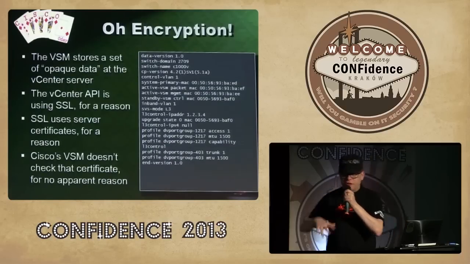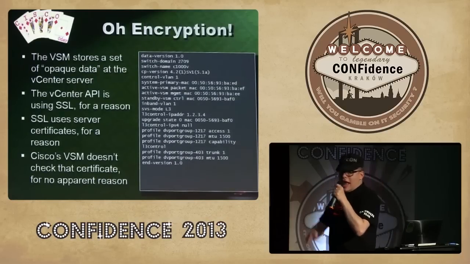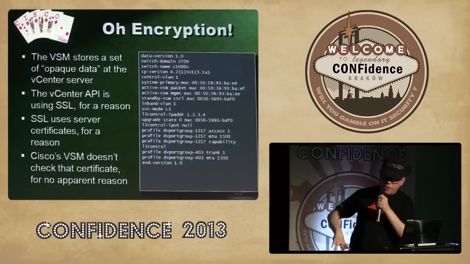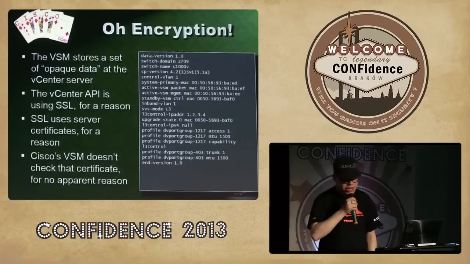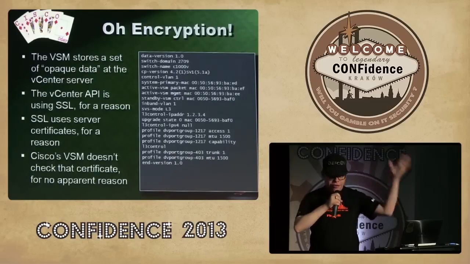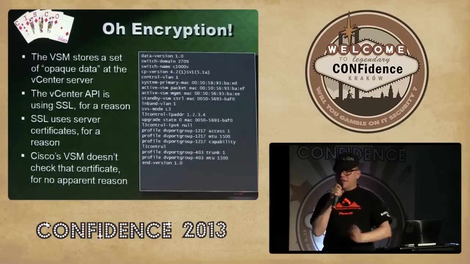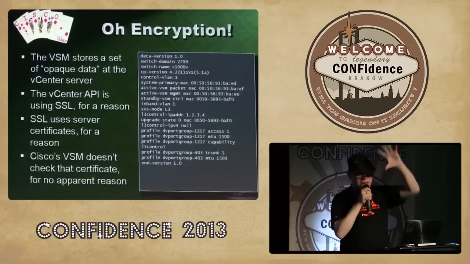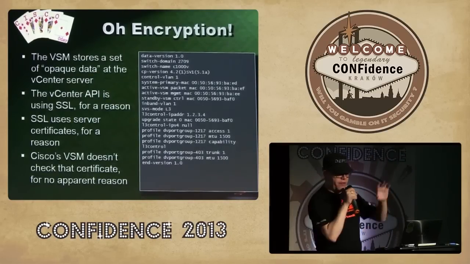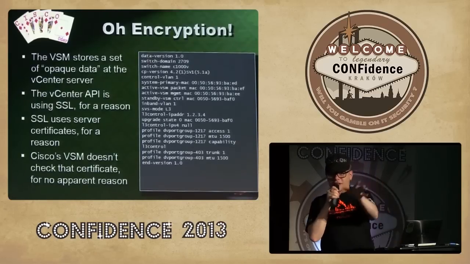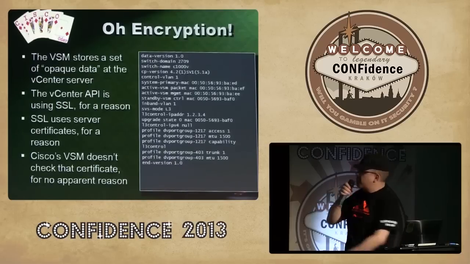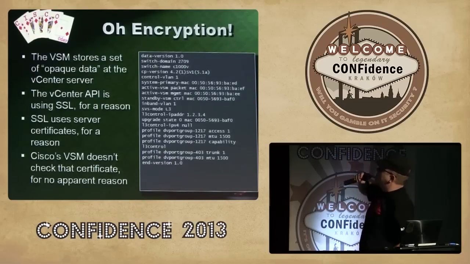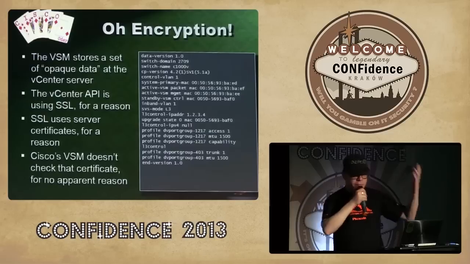So there's encryption. In a vSphere cloud, everything talks to everything else, or most things talk to everything else, with SSL. Now, the VSM, being the supervisor module and having its own storage, for whatever reason decides that there's a base set of data called the opaque data, very mystic, that needs to be stored on the vCenter server. I don't know, maybe in order to force you to have a vCenter server. This is what it stores there, right? So this is essentially saying which MAC address is the active VSM and all that. So it's the bootstrapping data.